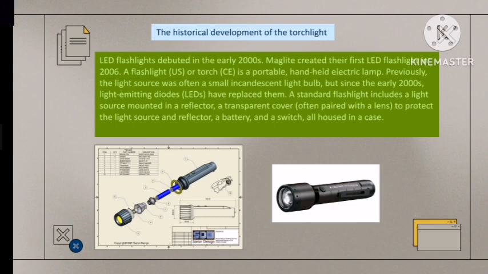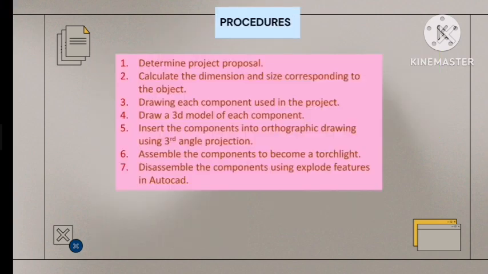Previously, the light source was often a small incandescent light bulb, but since the early 2000s, light-emitting diodes have replaced them. A standard flashlight includes a light source mounted in a reflector, a transparent cover to protect the light source and reflector, a battery, and a switch, all housed in a case.